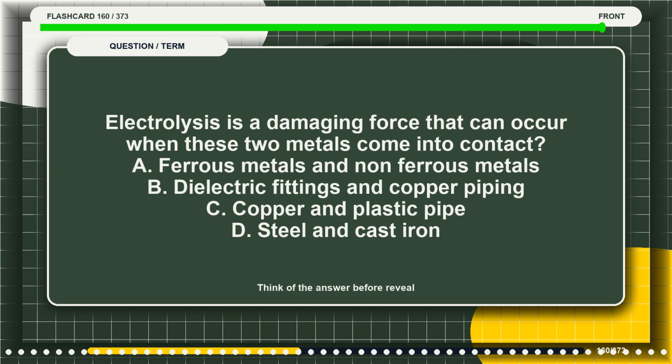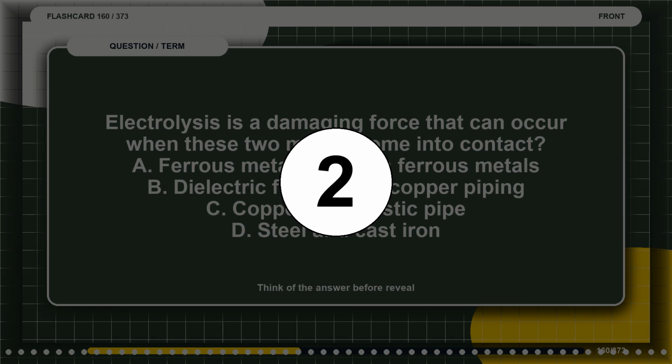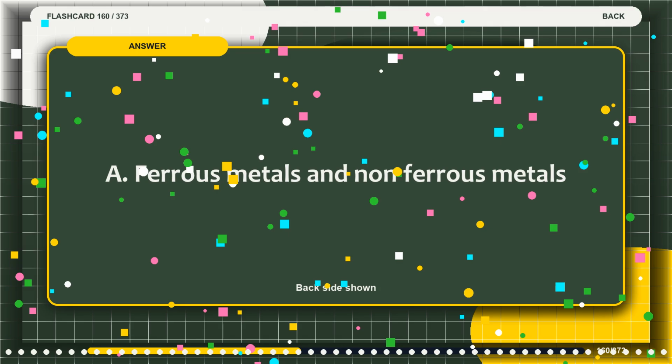Flashcard 160. Electrolysis is a damaging force that can occur when these two metals come into contact. A. Ferrous metals and non-ferrous metals. B. Dielectric fittings and copper piping. C. Copper and plastic pipe. D. Steel and cast iron. Think of the answer before the reveal. The answer is A. Ferrous metals and non-ferrous metals.